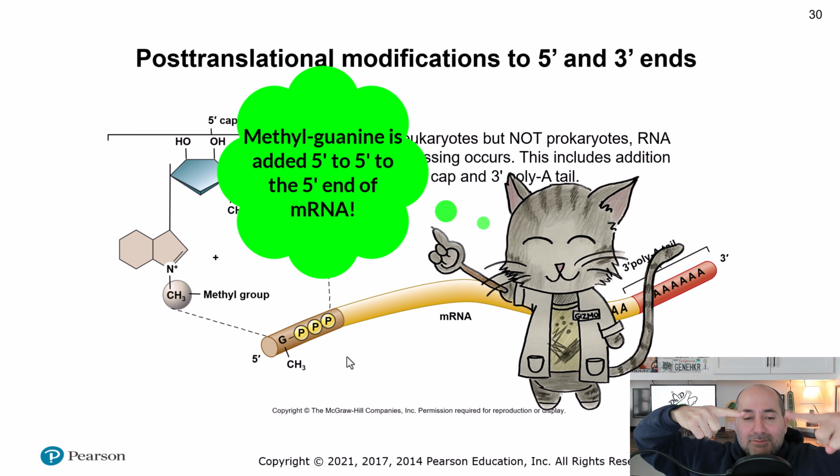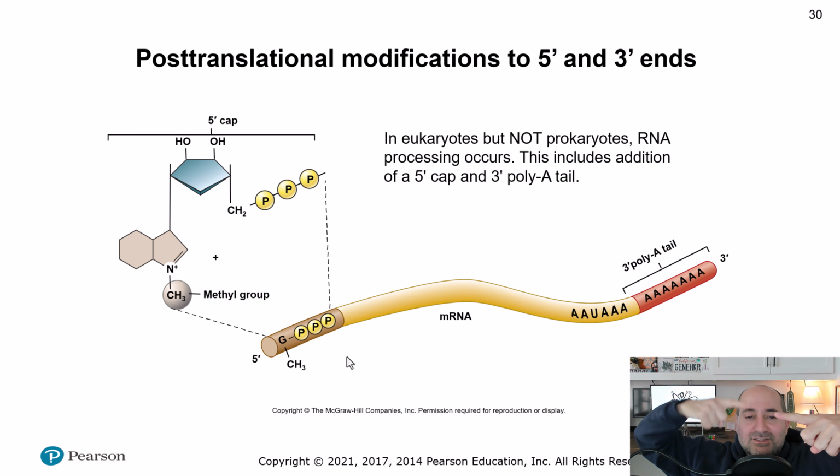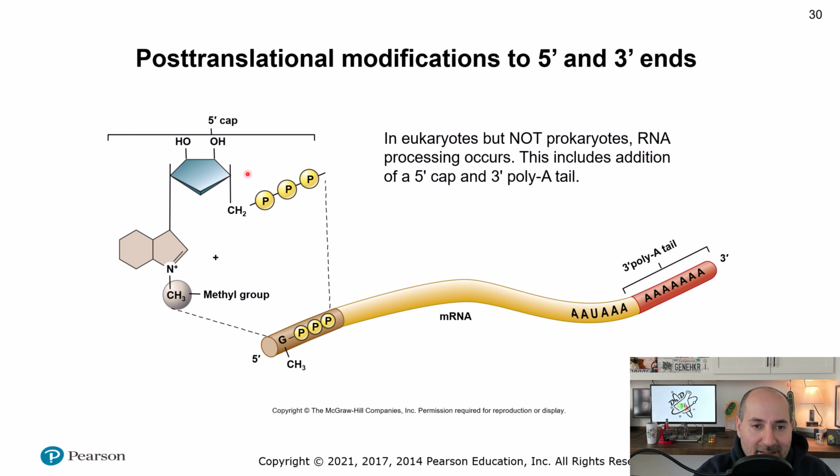The 5' end of methylguanine is connected to the 5' end of the mRNA. So it's almost like they added this methylated nucleotide, but they add it backwards, okay? Isn't that neat? So that's called a 5' cap. And a 5' cap is simply when you add a methylguanine 5' to 5' and connect it to the 5' end of the mRNA.